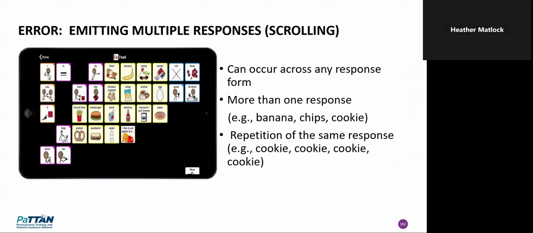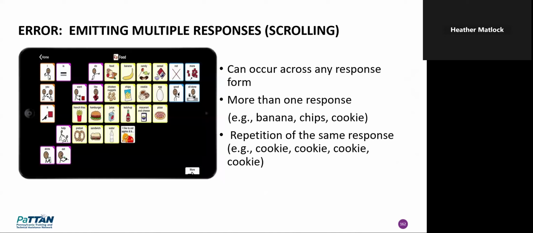All right, another type of response that you probably will want to treat as an error is when your child is emitting multiple responses. So this can occur across really any response form, but here's what it might look like. For example, if your child is signing apple and they're vocally saying cookie, so one of those response forms might match the motivation, but I don't know which one, right? Because one of them doesn't.